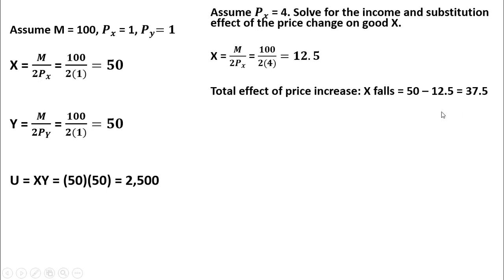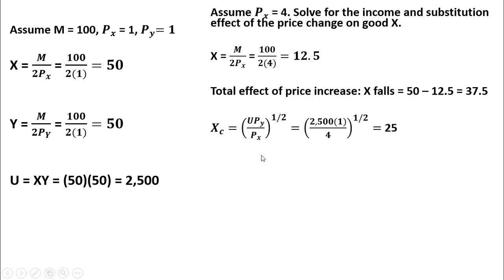So some of this fall is going to be due to the substitution effect. Some of it will be due to the income effect of the price increase. So the overall effect here is that X falls by 37.5 units. We want to decompose that 37.5 units into a substitution effect and income effect.